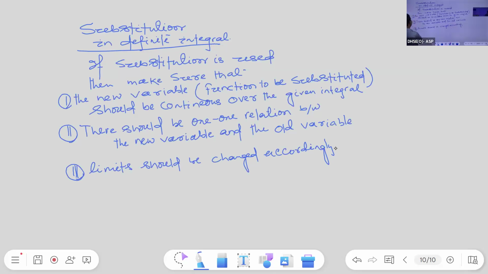If substitution is used, then make sure that the first point is the new variable, that is function to be substituted, should be continuous over the given interval. And the second condition is there should be 1-1 relation between the new variable and the old variable, and the limits should be changed accordingly. Okay. Let us come to an example. Let me explain it through an example.